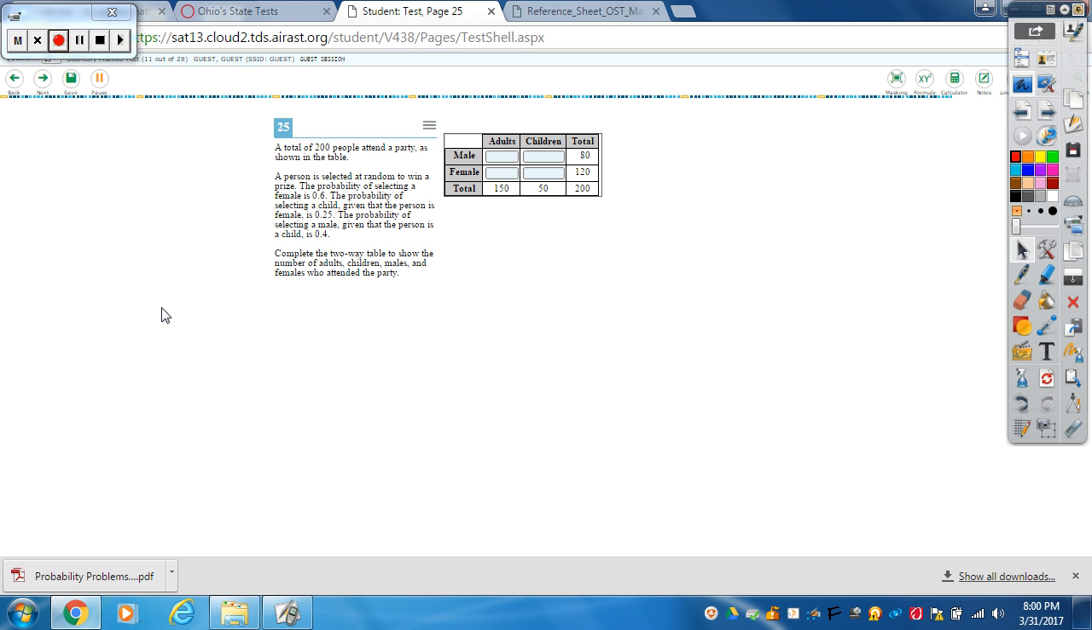A total of 200 people attend a party, as shown in the table. A person is selected at random to win a prize. Probability of selecting a female is 0.6. Probability of selecting a child, given the person is female, is 0.25. The probability of selecting a male, given the person is a child, is 0.4. Complete the two-way table to show the number of adults, children, males, and females who attended the party. Okay?